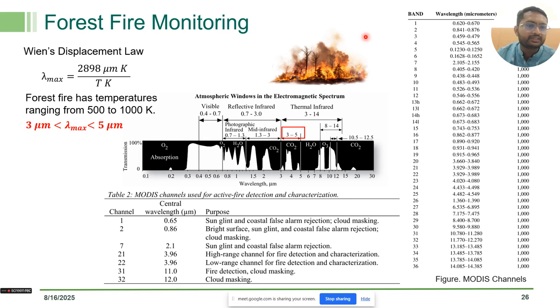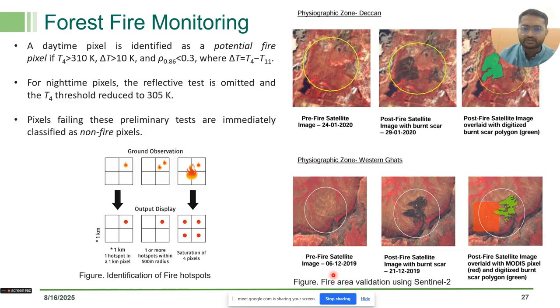So this is the MODIS satellite, and these are the different band wavelengths which it has. We can select the bands which are between 3 micrometer and 5 micrometer. So bands 20, 21, between 3 and 5, we can use for mapping forest fire. You can see here band number 21, band number 22, which is useful for fire detection and characterization. So this is how we use Wien's displacement law for forest fire.